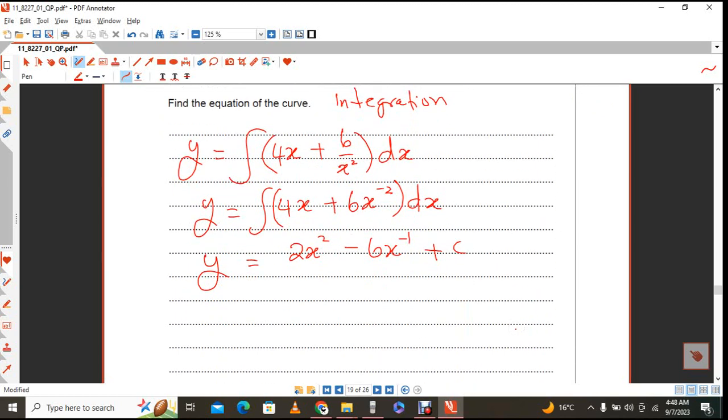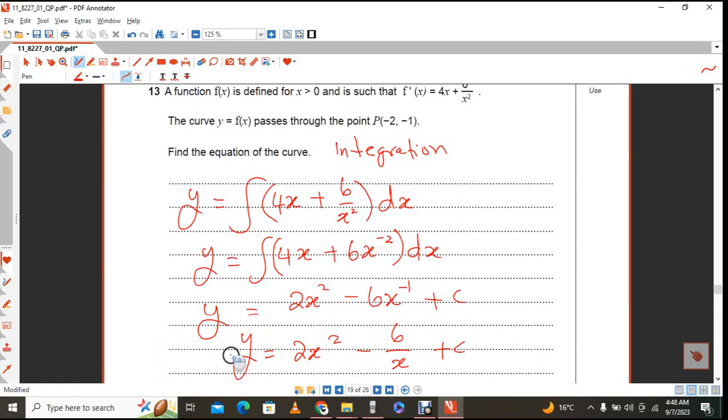All right, let me just clean up. This function is going to be y equals 2x squared minus 6 upon x, which is the same thing, plus c. What do we know? We know that we are given a point. The point is (-2, -1). You can just scroll up a bit and you see that is the point over there.